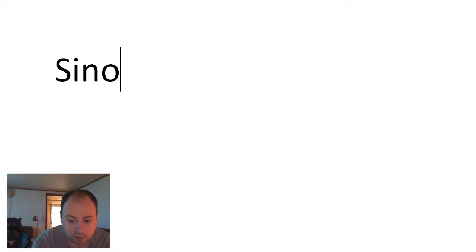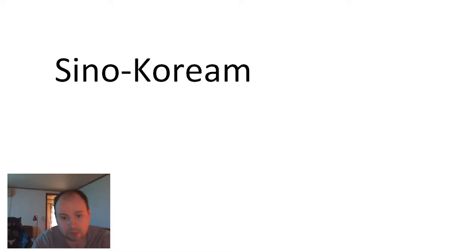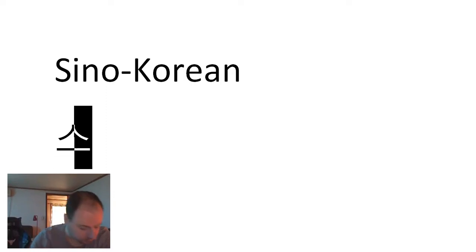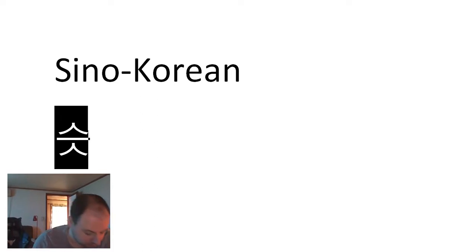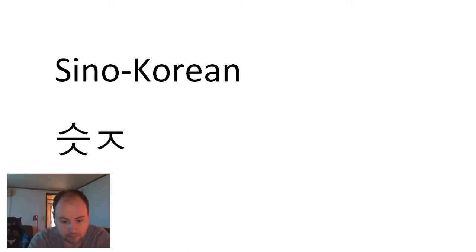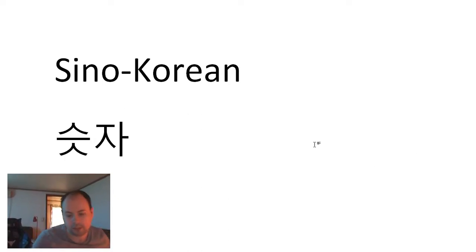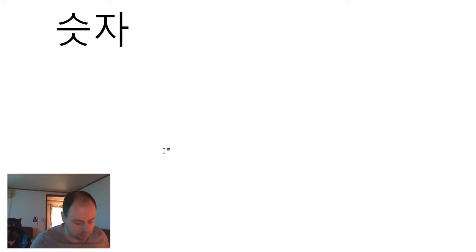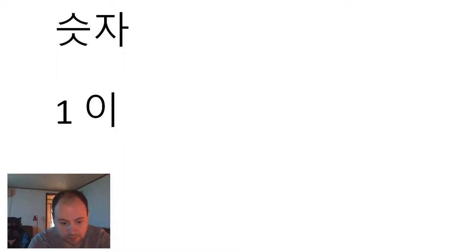So the Sino-Korean is what I'm going to do first. And first of all, we need the word for numbers, which is going to be written like this, I believe, yeah. Sutja. And I'm simply going to write out 1 to 10, if I can.